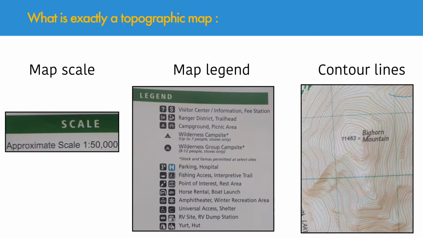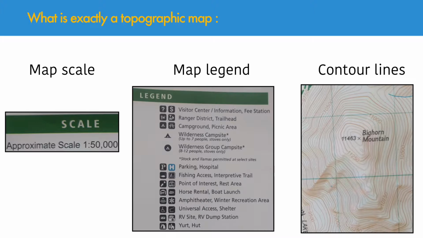In general, a topographic map must always have these 3 main elements. The first one is the map scale. This will allow you to know the real distance you will have to travel. In general, the map scale is located at the bottom of your map.